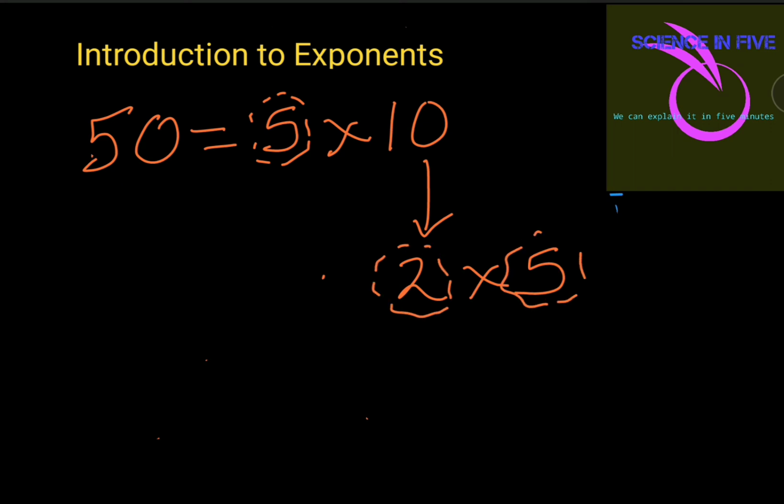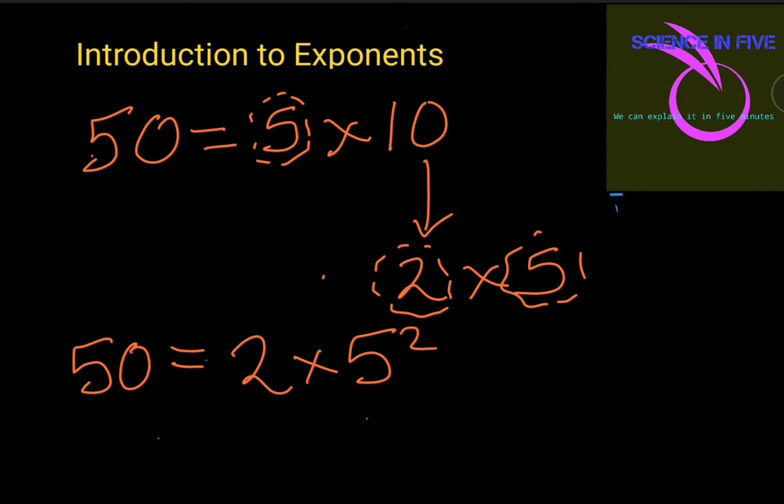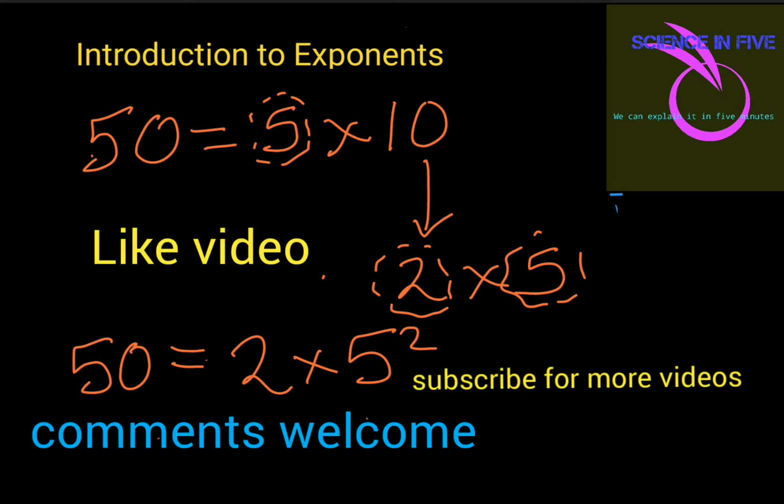So now the 50 can be written as a product of those prime factors. I can see there is a 2, and there's repeated multiplication of the 5's. This becomes 2 times 5 squared. So there you go. That's how you can convert a number into exponential form, and that's how you can write numbers into exponential form. Hope you understood that.